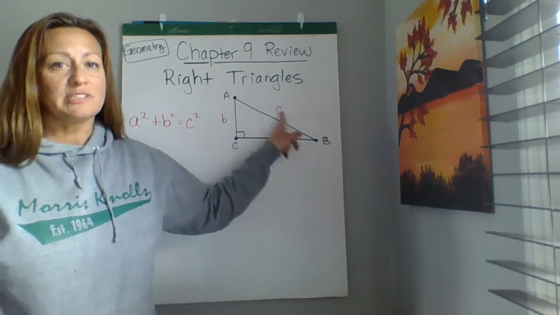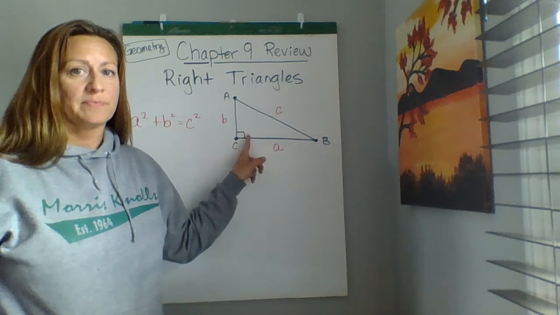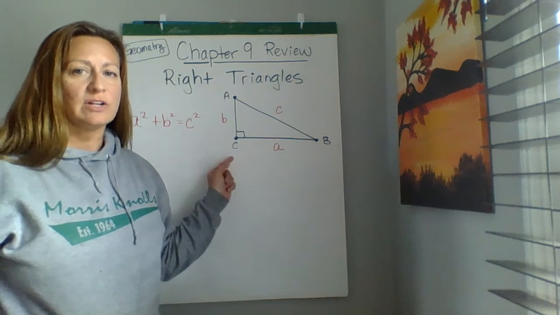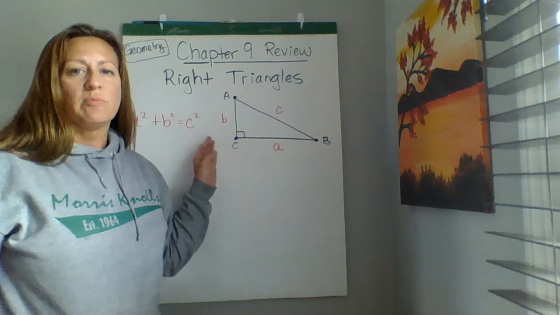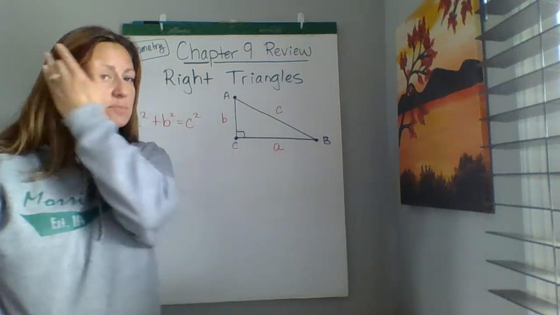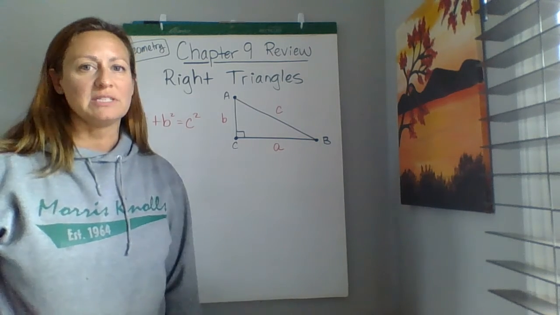The hypotenuse is always the longest side, and it's always across from the right angle. The legs are the two sides that are adjacent to the right angle. It doesn't matter which way you label them, A, B, but basically the two shorter sides are always going to be A and B when you plug into the Pythagorean theorem, and the longest side will always be C.